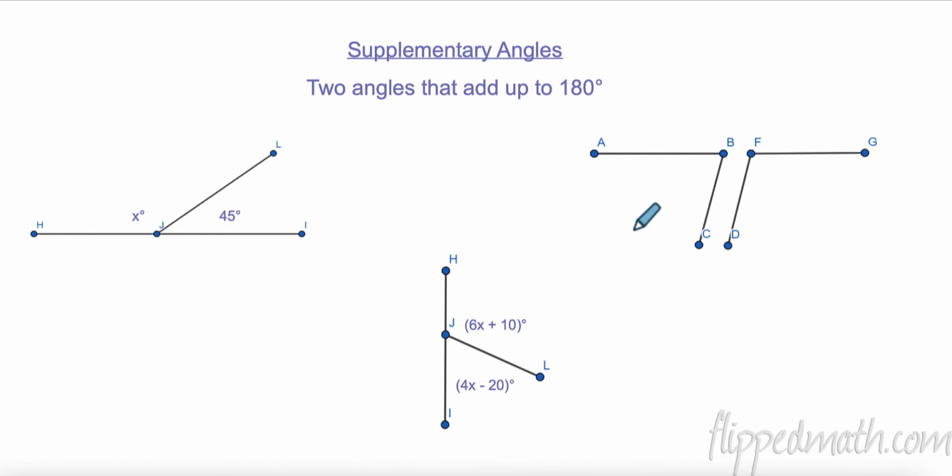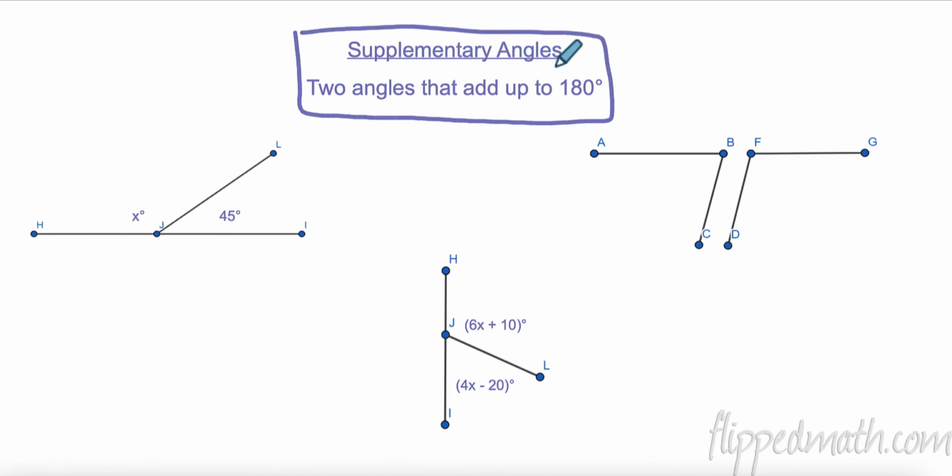Now, supplementary, these are 2 angles that add up to 180 degrees. They would form a straight line if they were together. So this angle here, this is a straight angle. HJI is a straight angle. This whole thing right here is a straight angle that adds up to 180.